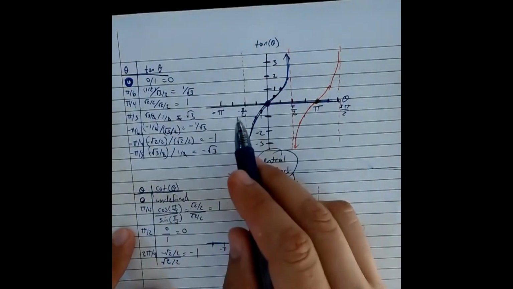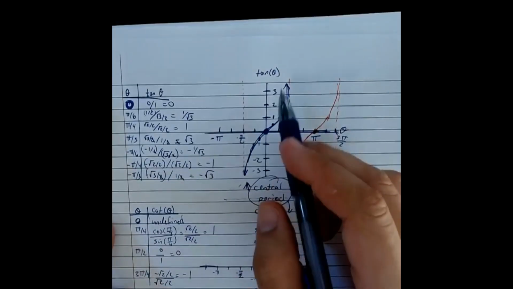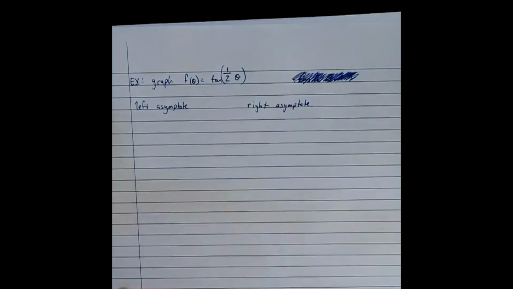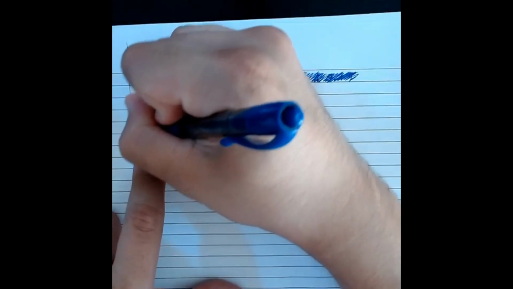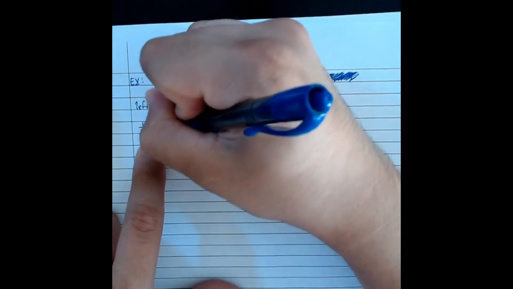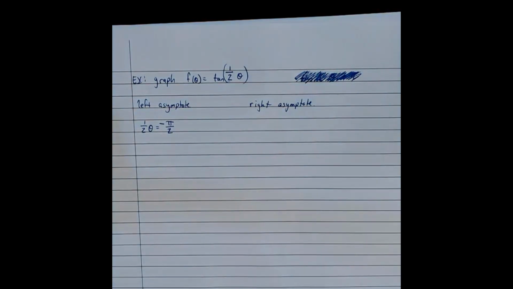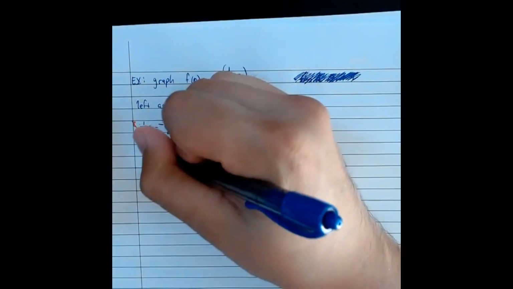Okay, so the left asymptote for a tangent function is normally when the argument is at negative pi over 2. Our argument may have changed, but it should still have the stuff in the parentheses be negative pi over 2. So the left asymptote is where this argument, 1/2 theta, is equal to negative pi over 2. Oh, sorry, that should be negative pi over 2. And now we can solve for theta. Let's double both sides. And now we're left with theta is equal to negative pi.